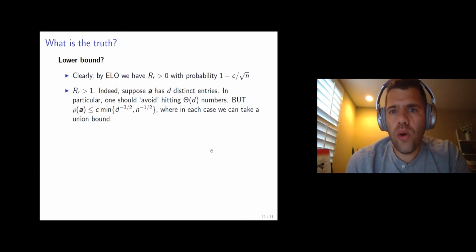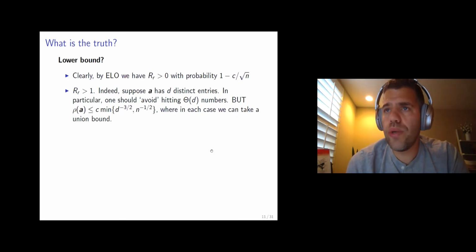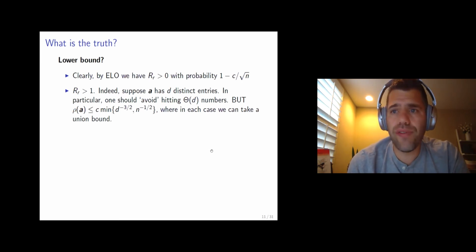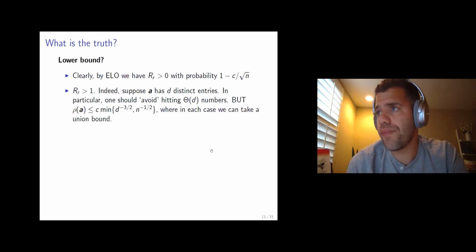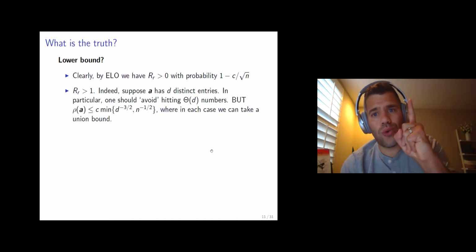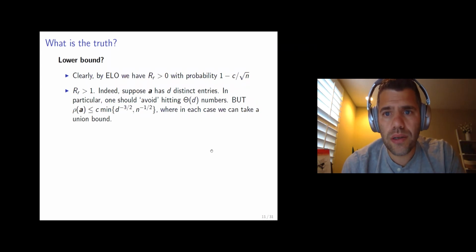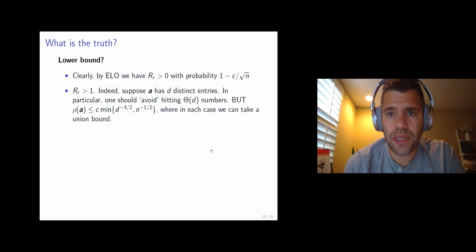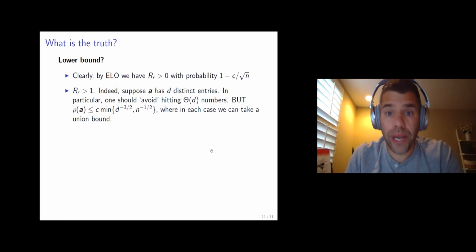But what do we know from this Erdős-Moser? We know that the atom probability, if we have D distinct entries, is of the form D to the minus 1.5. And then we can just take a union bound and see that if you change only one entry, with high probability you will not be able to hit, let's say, the number 0 or any other number.